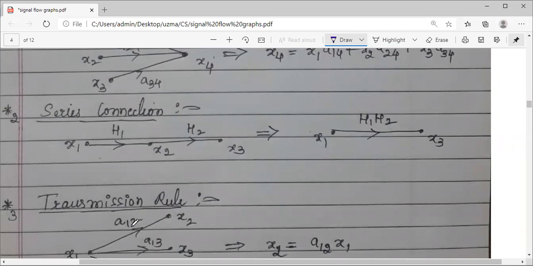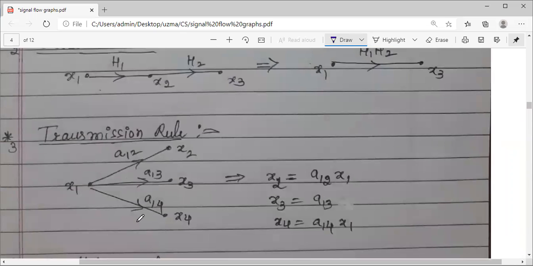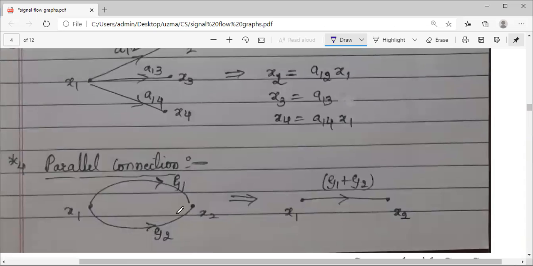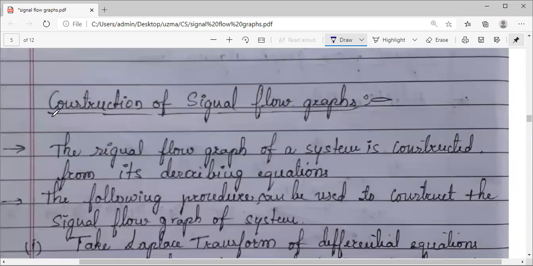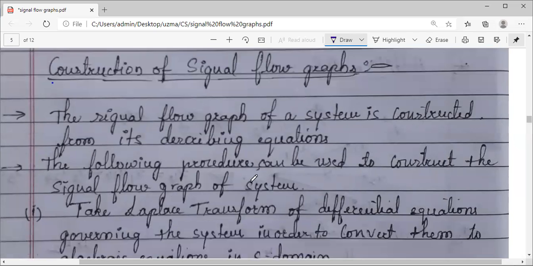Please go through these again and again, so that when we start solving the problems, you will not face any difficulty during that. Okay, then we have seen the procedure, construction of signal flow graph. I have just dictated to you what the procedure is, but let me take one example and then show you how to construct the signal flow graph.